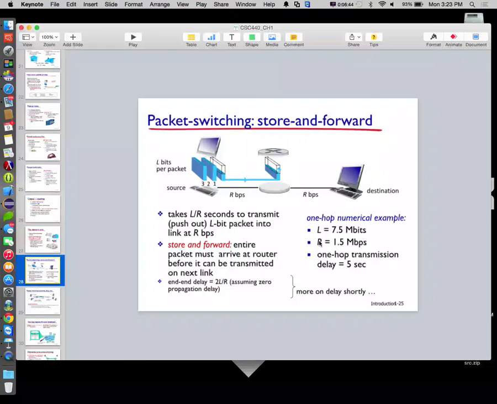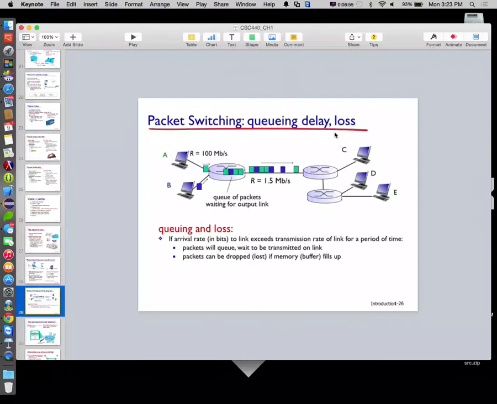Okay, so store and forward, all this down here is just talking about the delays associated with store and forward. We're having to do some extra work, it takes some extra time. Fair enough. Let's see.